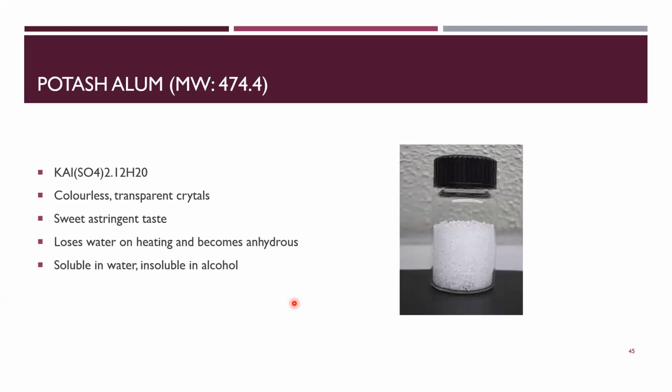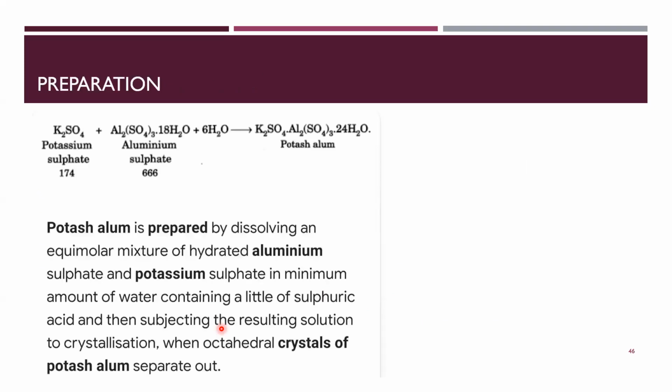Then another compound for astringent is potash alum. These are the crystals of potash alum: colorless, transparent, with a sweet astringent taste. It loses water on heating and thus can become an anhydrous compound. It is soluble in water and insoluble in alcohol. This is the method of preparation of potash alum: potassium sulfate with aluminum sulfate gives potash alum, the crystals of potash alum.